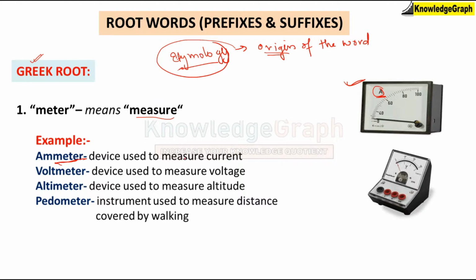Likewise, voltmeter is a device used to measure voltage. This is the device used to measure voltage. V is written over here. Altimeter is a device used to measure altitude. Pedometer. Now note one thing. Ped in itself is a root word. Ped means foot and meter means to measure. So from here also you can remember, it's an instrument used to measure distance covered by walking. Like if you are walking a certain distance, it will tell you how much distance you have covered.